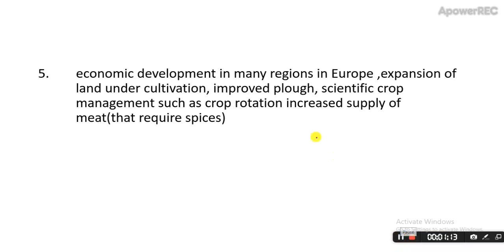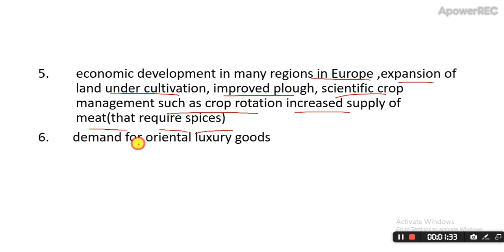The fifth reason was economic development in many regions of Europe: expansion of land under cultivation, improved laws, scientific crop management such as crop rotation, and an increased supply of meat. To prepare meat required spices, which were available in the Indian continent. Demand for oriental luxury goods led the sea voyagers to find the sea route. So these were the main 6 reasons. You can make each sub-reason a main reason, that's no issue.